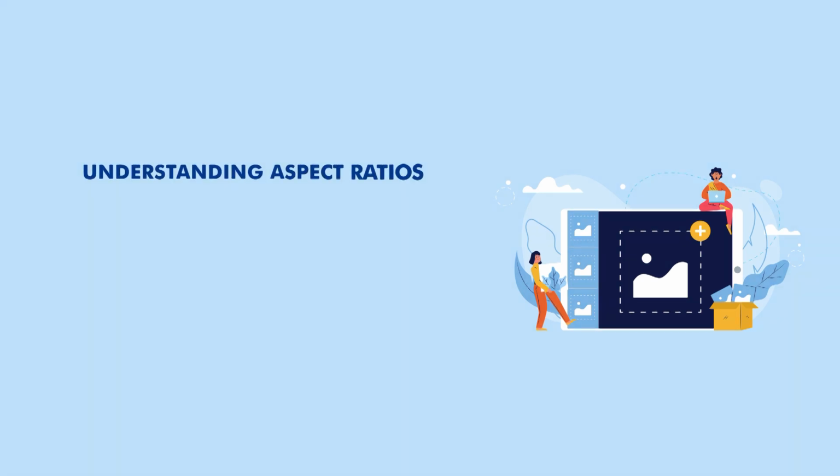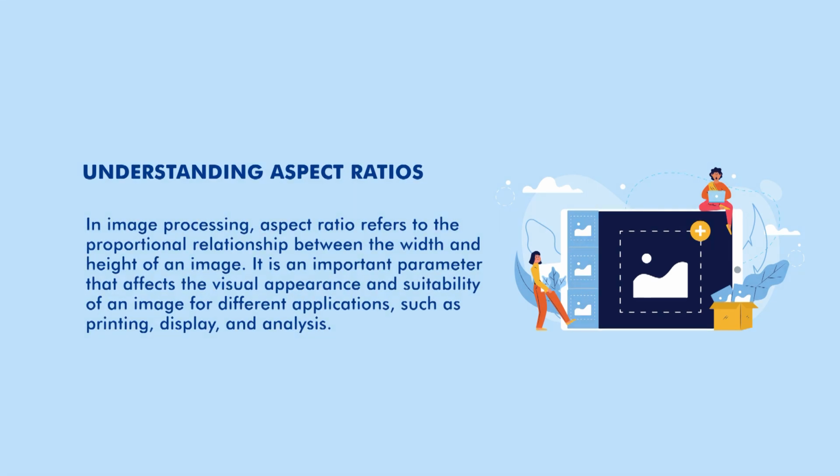Next is how to understand the aspect ratio of a particular image. In image processing, aspect ratio refers to the proportional relationship between the width and height of an image, which also defines the dimensions. So, it is an important parameter that affects the visual appearance and suitability of an image for different applications such as printing, display and analysis.